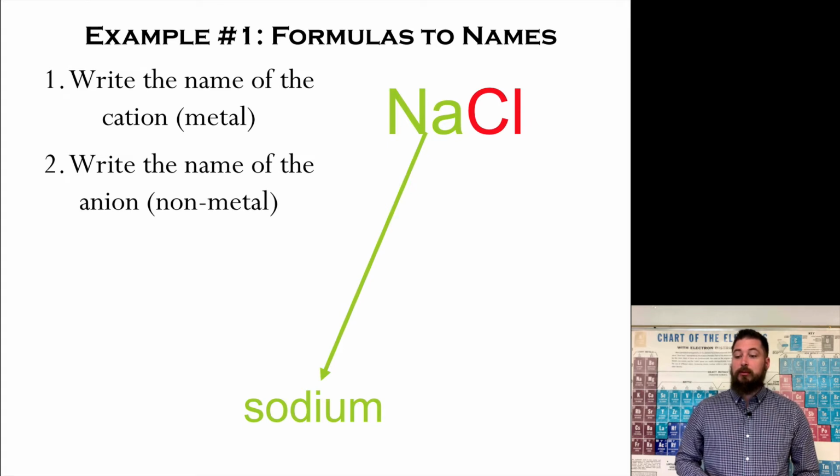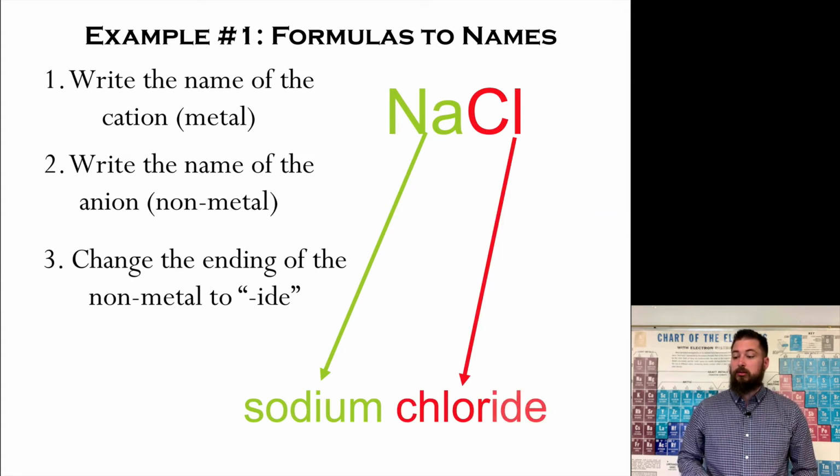Then you want to write the name of the nonmetal, which is the chlorine, except for the chlorine you change the ending to "ide," so it's chloride. So that's sodium chloride. And so that's how you write it. It's really straightforward. So sodium chloride.